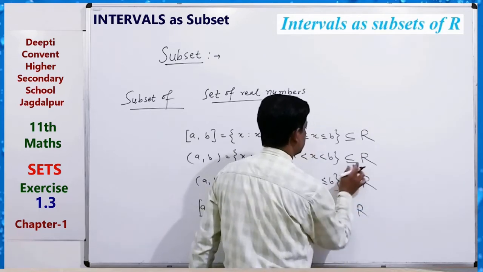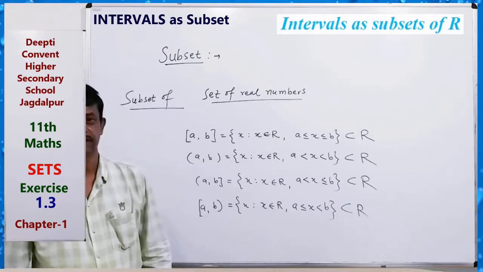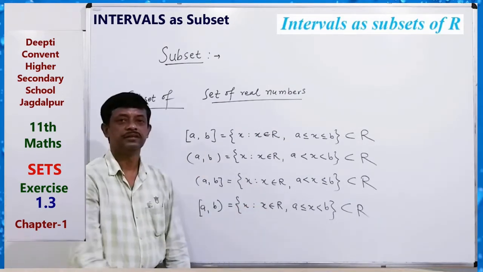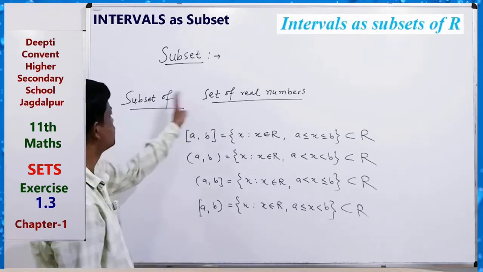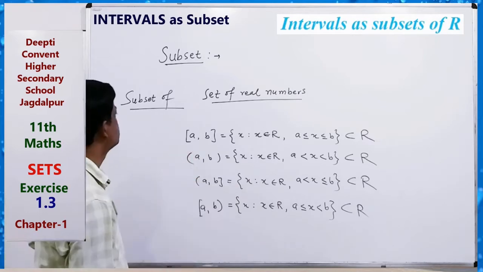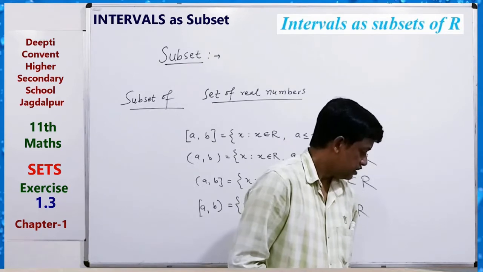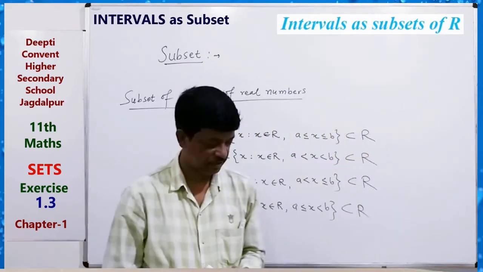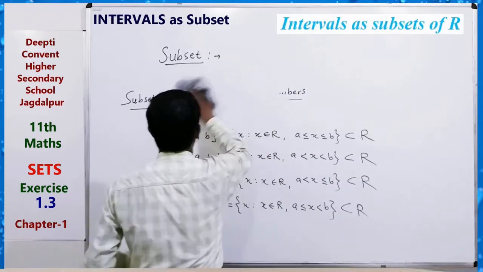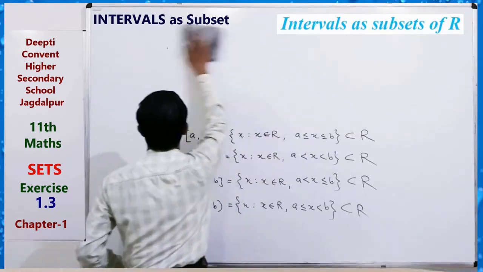But we know that, like this. Okay, so all are subsets of real numbers. R means the set of real numbers. So an interval can be treated as a subset of real numbers. Clear? So now one more topic for discussion is power set.